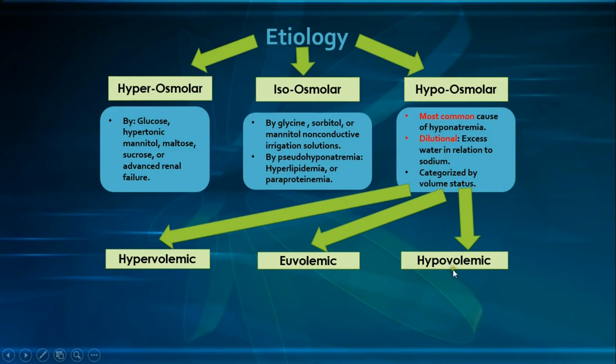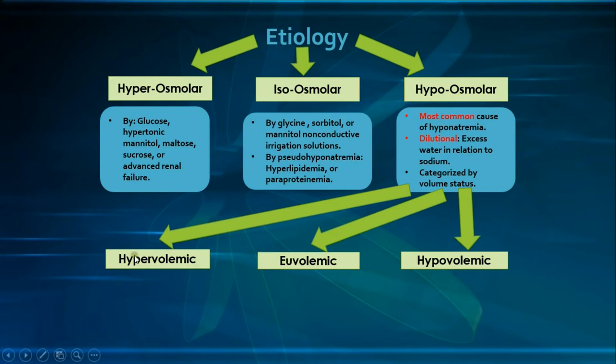And finally, we have the hypovolemic hyponatremia, which could sound paradoxical. How could you have a hypovolemic patient with a hyponatremia? And the answer is you have a decrease in both total body water and the total body sodium, but the decrease in the total body sodium is more than the decrease in the total body water, and therefore in the end result you will be having a dilutional hyponatremia.